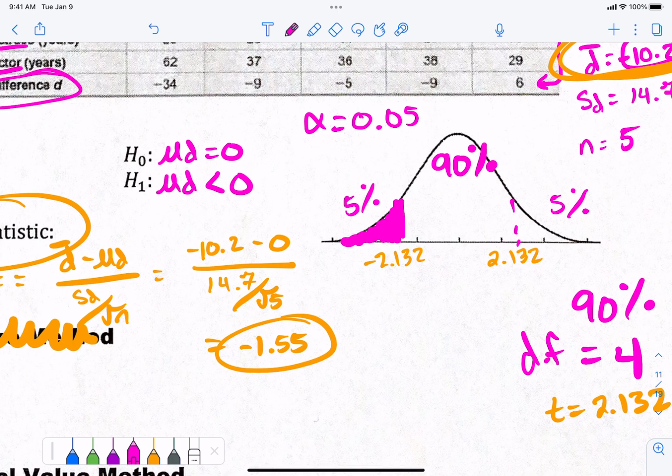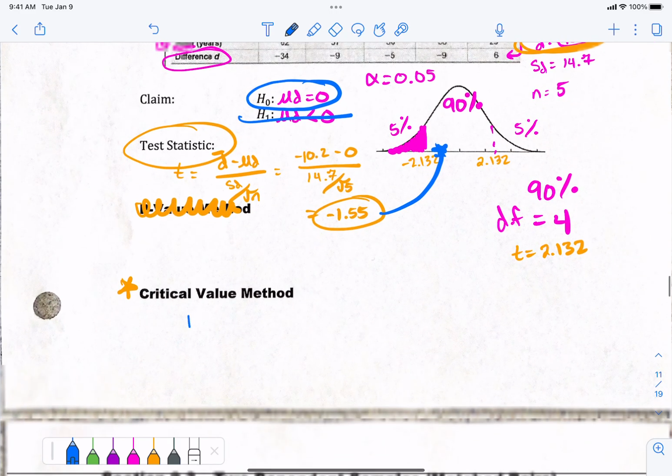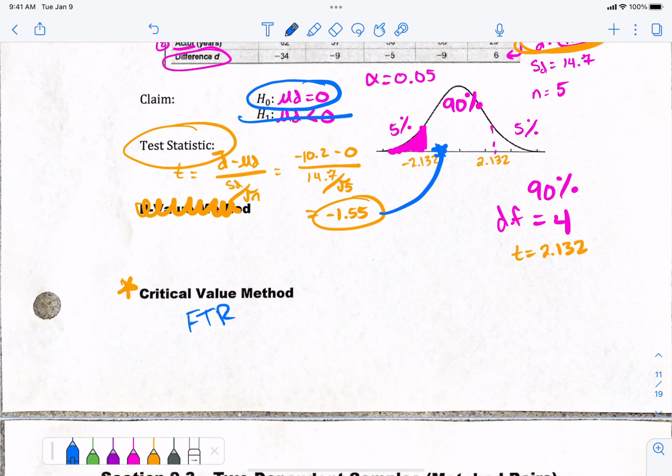I don't agree with that. I would not have agreed with those results. Anyway, negative 1.55, got it? That's our test value. It lives in the middle, right here. So which one are you going to go with? Circle the top, which means FTR, fail to reject H naught. The claim is false.